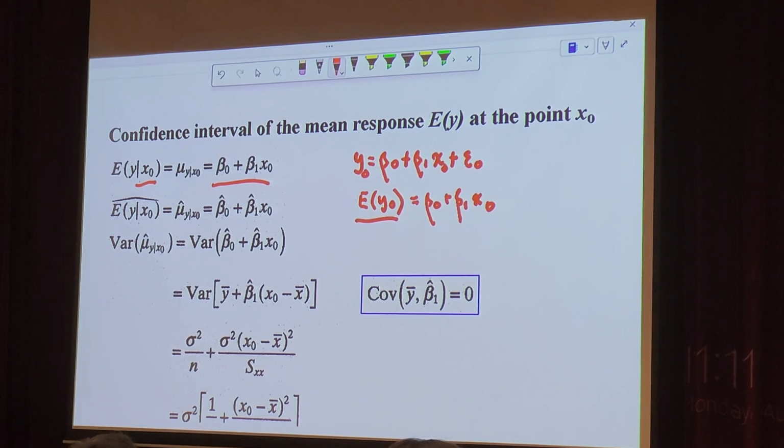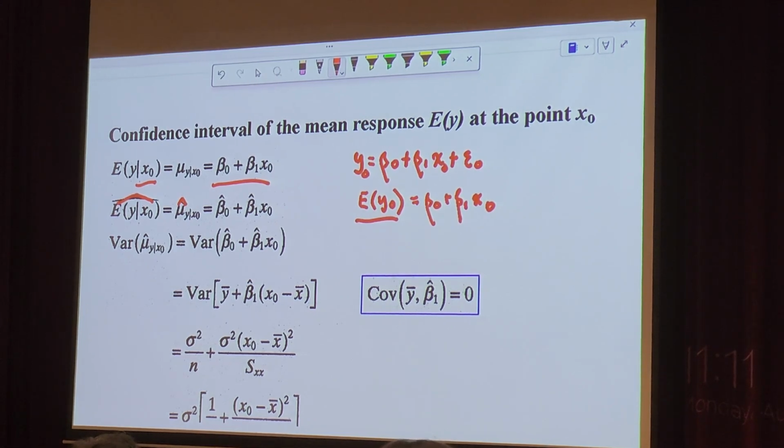To estimate, for statisticians, we just put a hat there. So it means it's an estimate. So I have two notations. I can also use mu as my mean of y given x naught. So in order to estimate this, I estimate beta naught using beta naught hat and beta 1 using beta 1 hat.